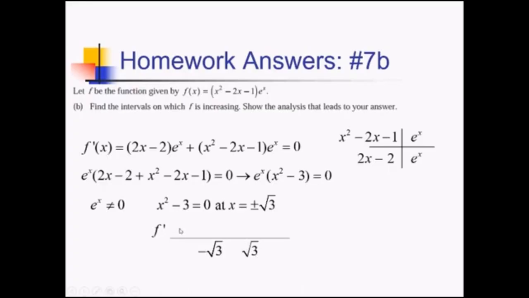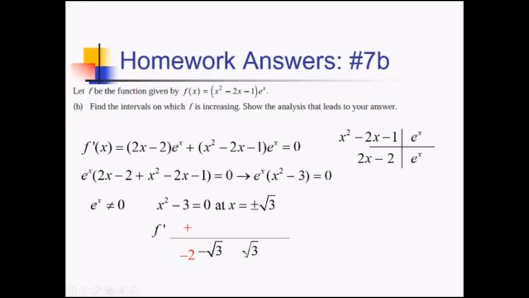analysis to see where f prime is negative or positive. So plugging in a number less than negative root 3, that would be a number like negative root 4, which is also called negative 2. Plugging that in to my simplified f prime here, e to the x is positive no matter what, so I don't have to worry about that. X squared minus 3 could go either way. So if I plug negative 2 in, that's going to be 4 minus 3, which is a positive.